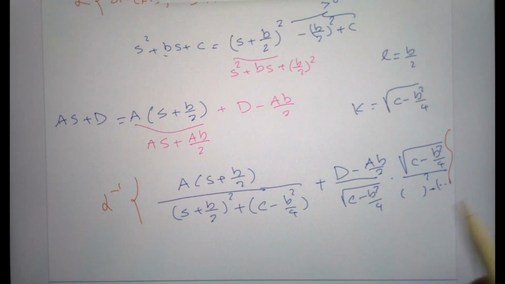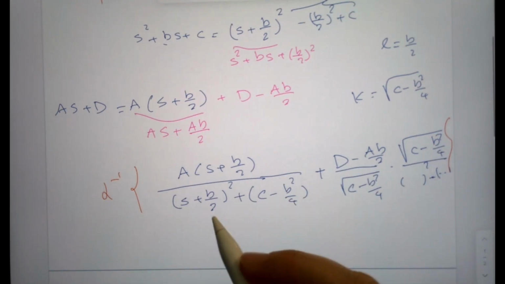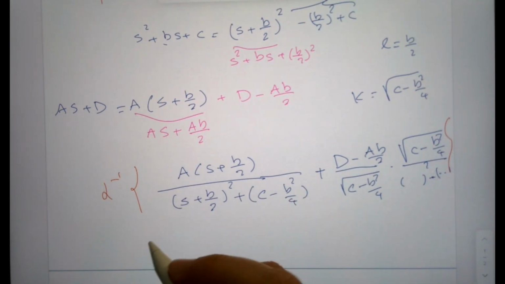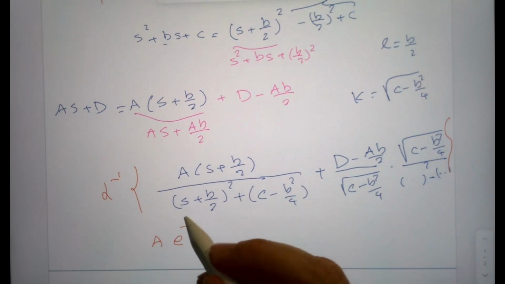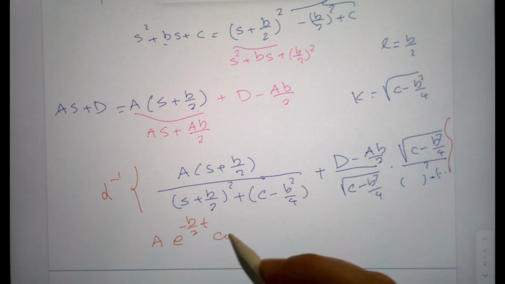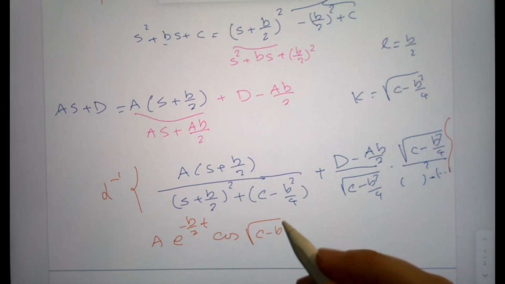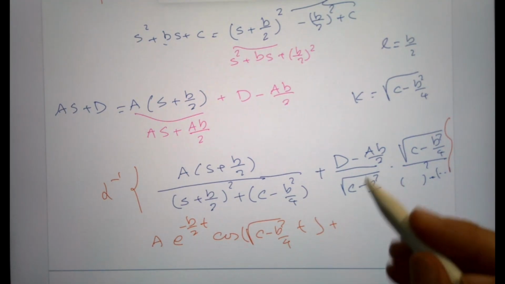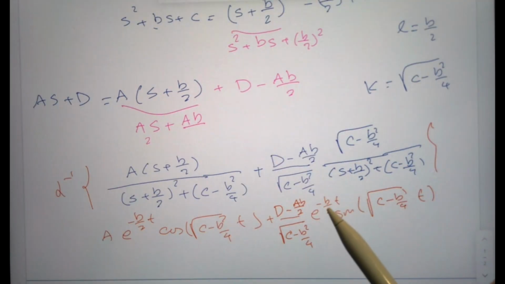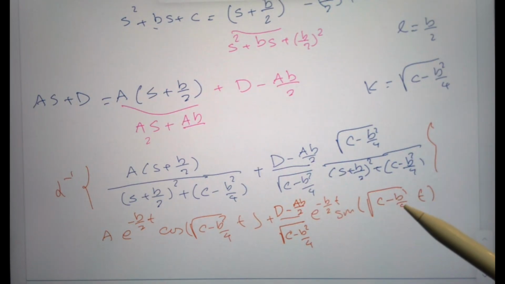I didn't write the entire denominator for the last one. What is going to happen is that you're going to have an a e to the power minus b half t cosine of the square root of c minus b squared over 4 times t, plus this coefficient e to the power minus b half t sine of the square root of c minus b squared over 4 times t.